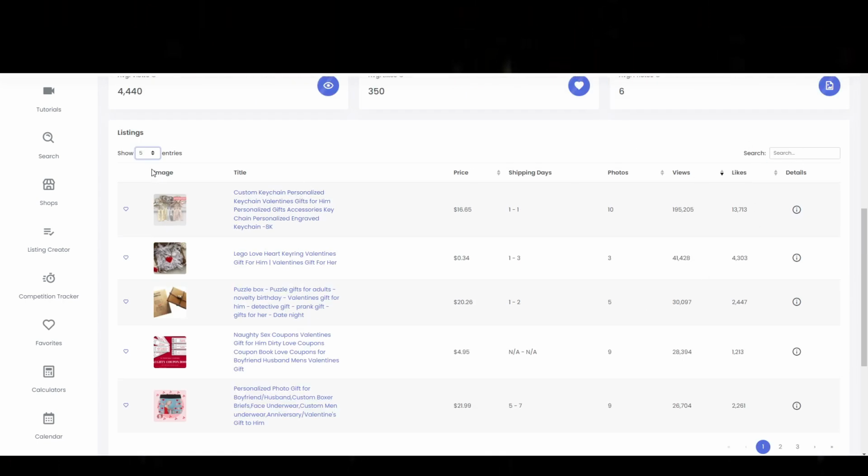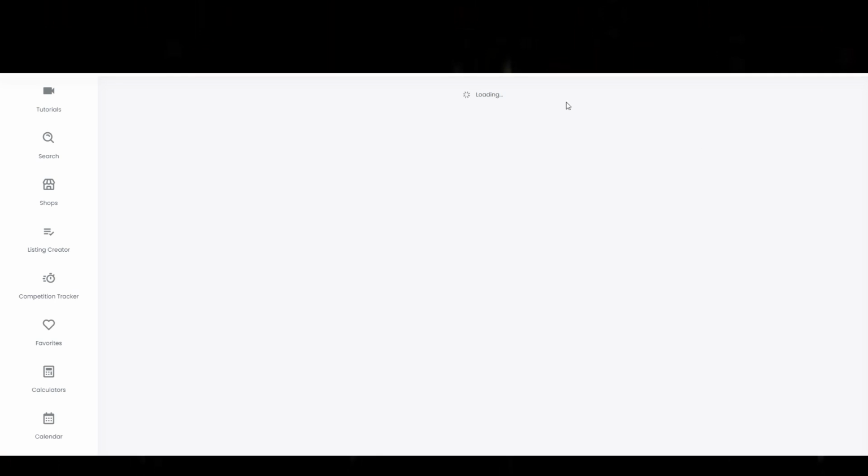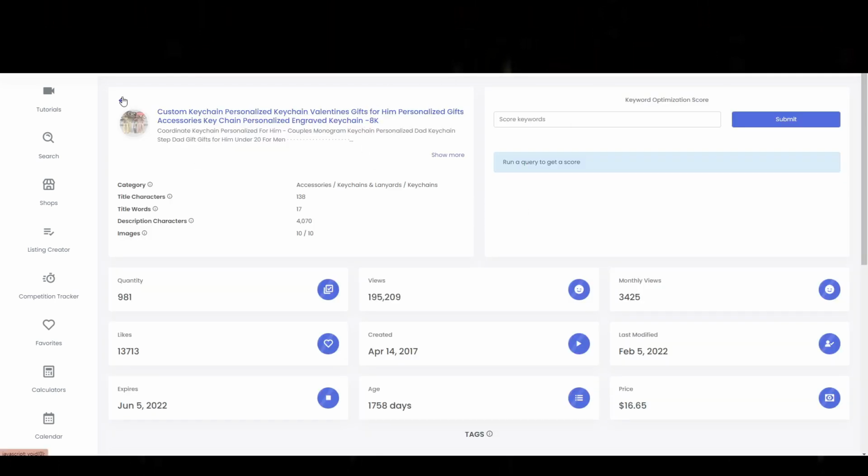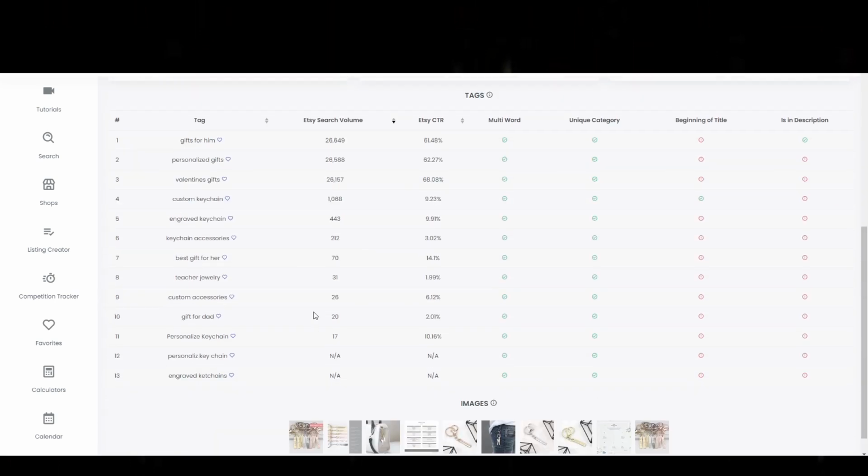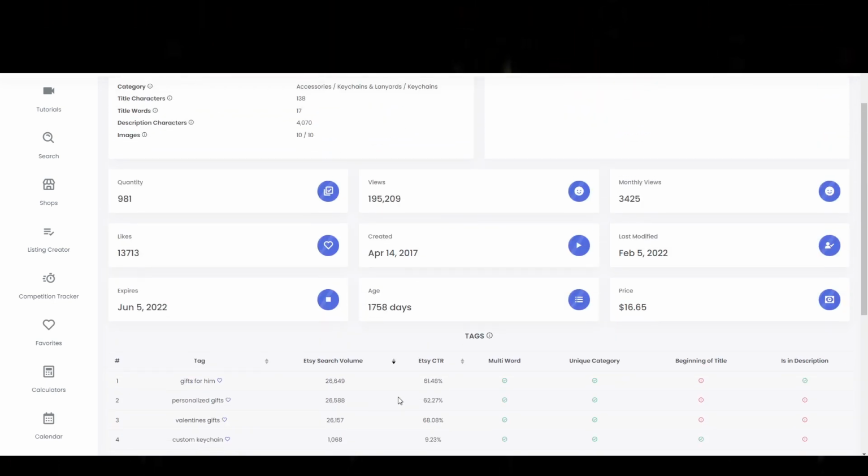Now, within this listing viewer, we can see the price of the product, the shipping days, like how long it takes to ship, the number of photos on that specific listing, the view count that listing has acquired, and the likes that listing has acquired. And we can also click on the details if we want, and it will show us the details of that specific product and all the data behind it in terms of the tags that it has, the click-through rate for each tag, which is a huge indicator as to why it's so successful.